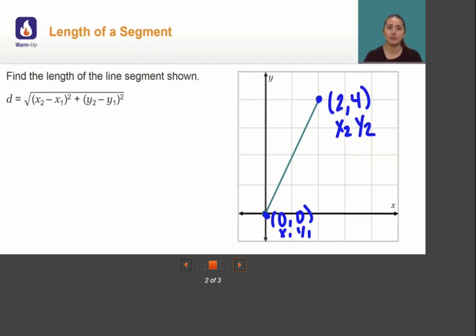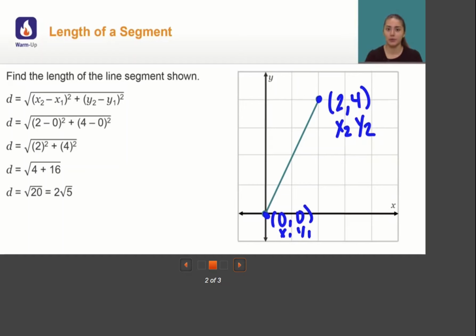Now, let's substitute the values into the formula. We can simplify by subtracting and then squaring. So the length of the segment is the square root of 20 or 2 square root of 5.